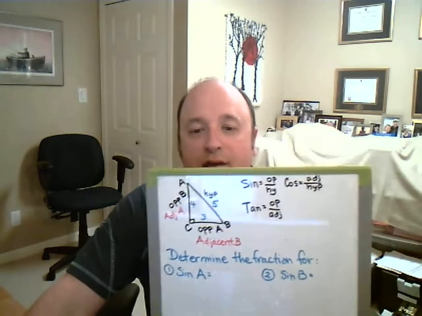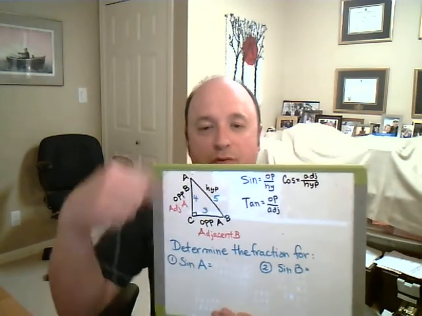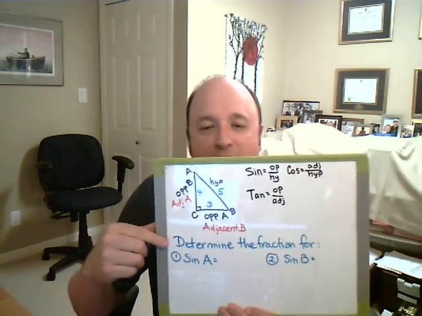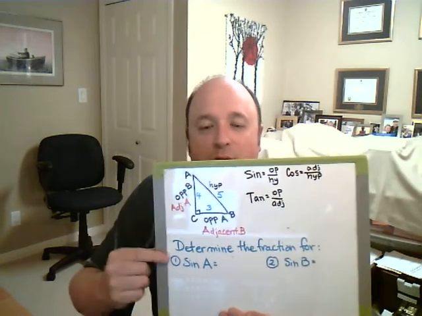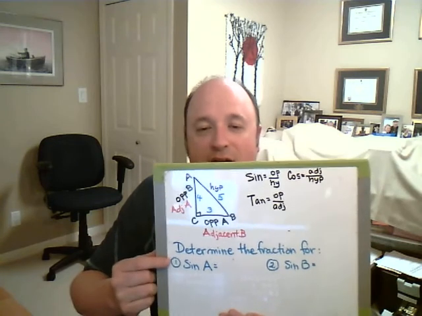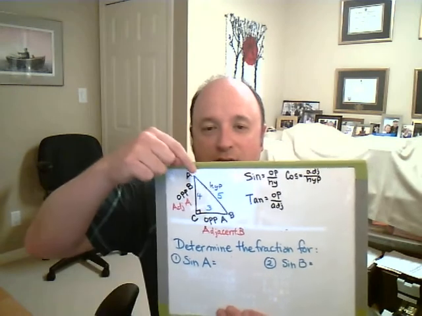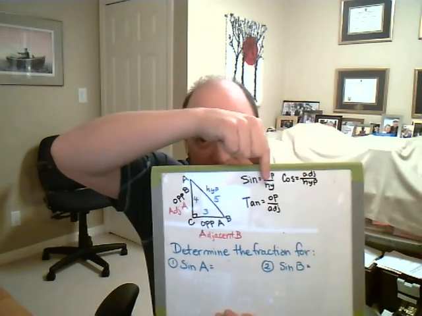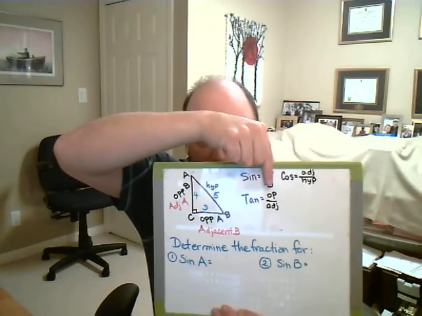Alright, let's say I ask you, put up these numbers 3, 4, 5, just like we had in the last assignment, and then I ask you to determine the fraction for the following questions. So what is the sine of A? That means from this angle here, what's its sine value? Now remember, sine is defined as opposite over hypotenuse.